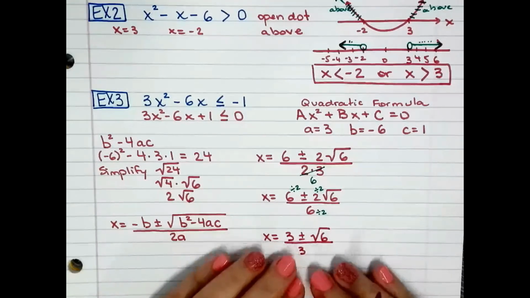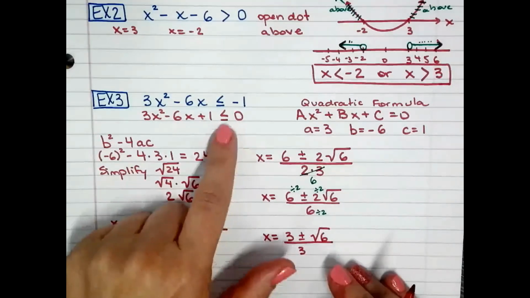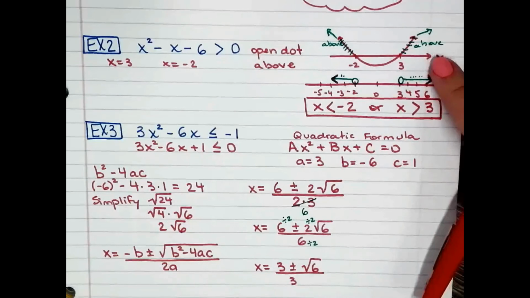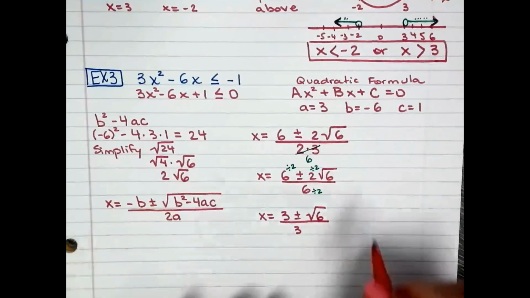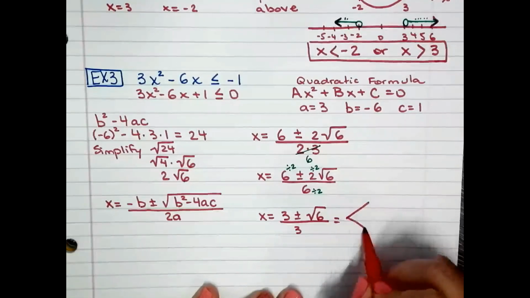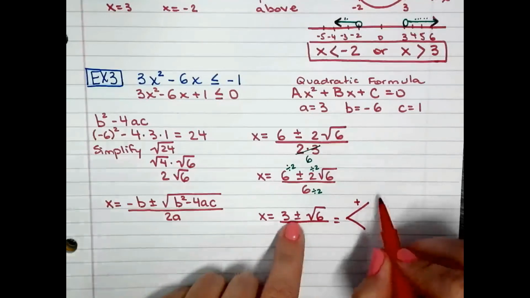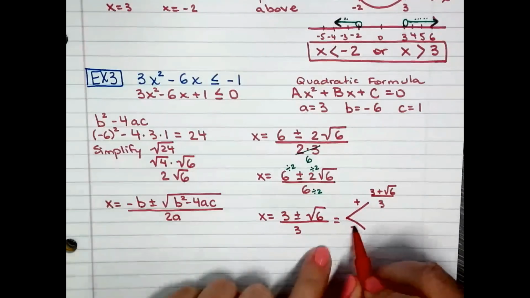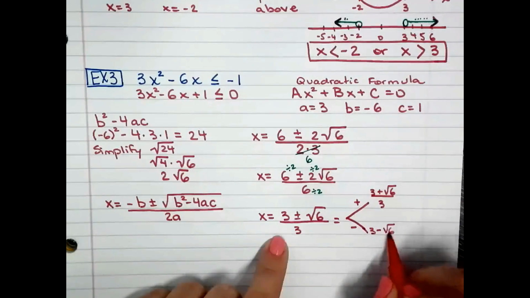We did all of this just to come up with the equation, but that's not the question. The question is asking the inequality. And you're like, how in the world am I going to be able to graph this thing? Because I don't have these numbers. You kind of do. So you still have two answers. One, where you add the square root of 6. So it's 3 plus square root of 6 over 3. The other one, you subtract square root of 6. 3 minus square root of 6 over 3.